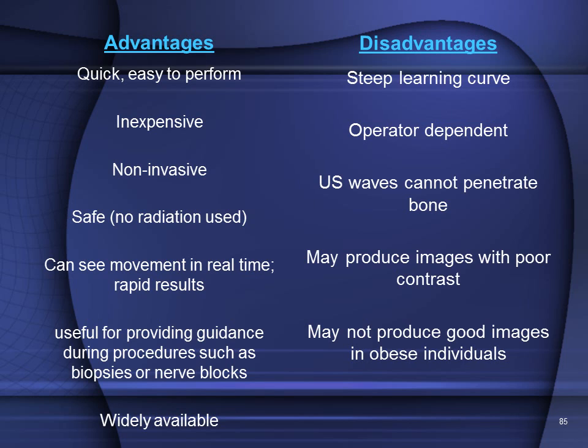There are some disadvantages though, the largest of which is that there is a steep learning curve with ultrasound. The quality of the images obtained is to a high degree operator dependent, and ultrasound waves cannot penetrate bone. Sometimes images are produced with poor contrast, and ultrasound may not produce good images in obese individuals.